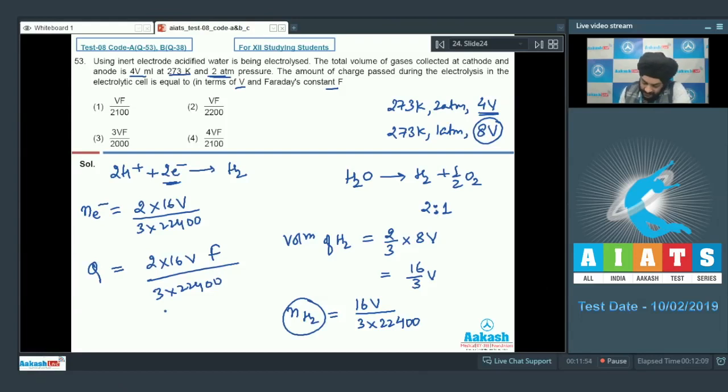So if we try and simplify the value which is given to us, we're going to have the value of Q equal to VF upon 2100, which is given correctly in the first option. So students, for this question, we have to mark the first option as the correct answer. Let us look at the next question now.